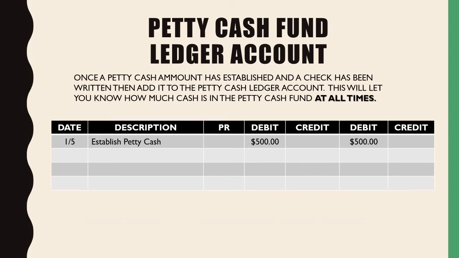Okay? So therefore, when we plug our numbers into our ledger, this is going to let you know how much money you have in the petty cash drawer at all times. So in this case, by journalizing that on January 5th, that means my lockbox has $500 in it right now. Okay?